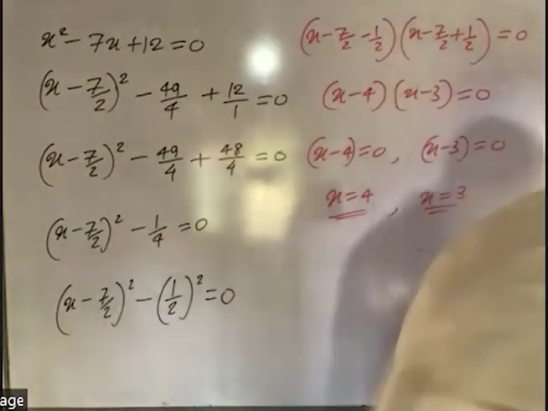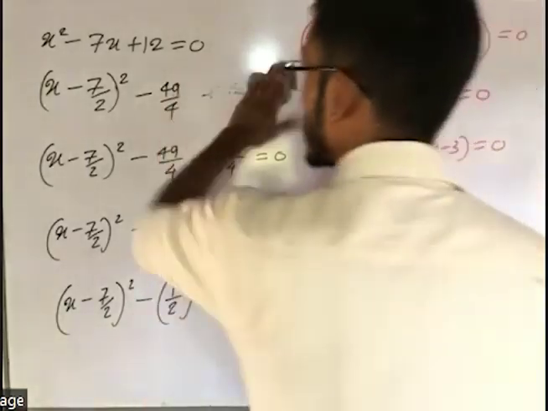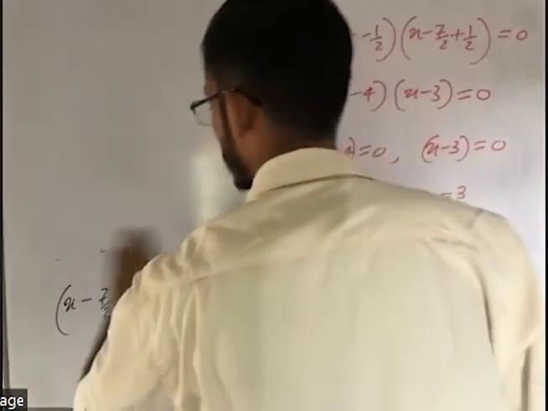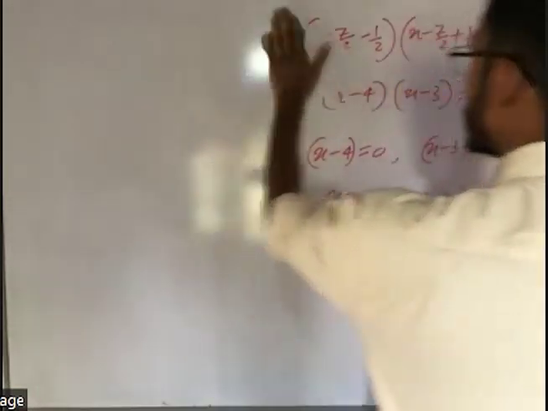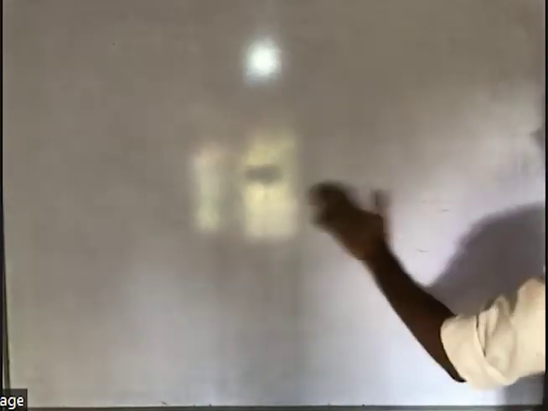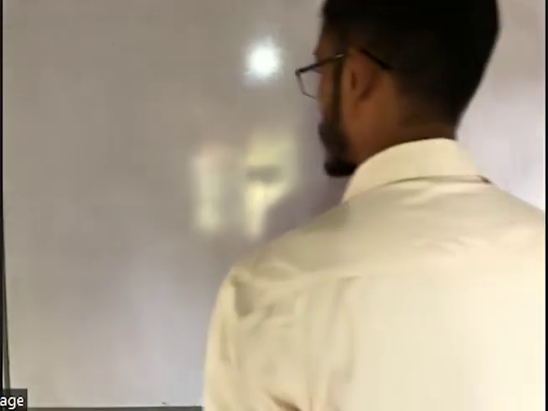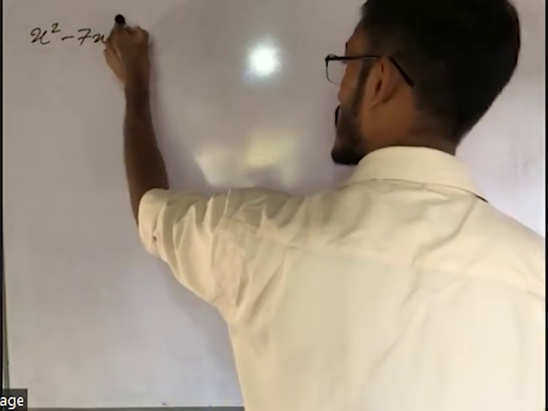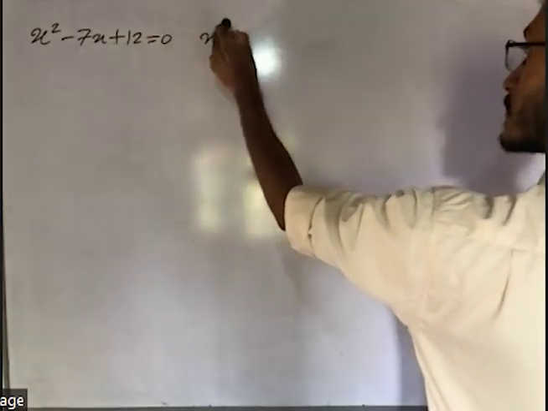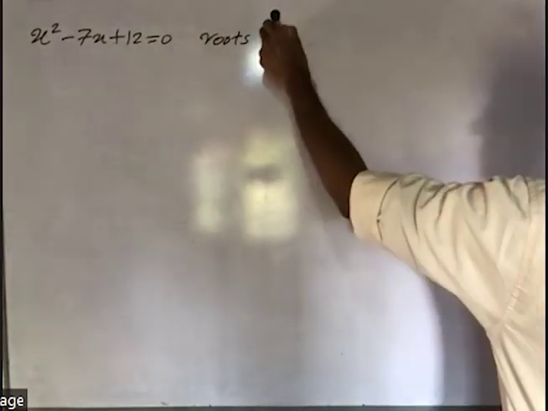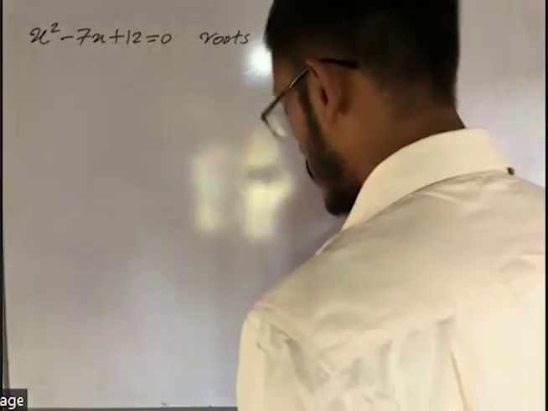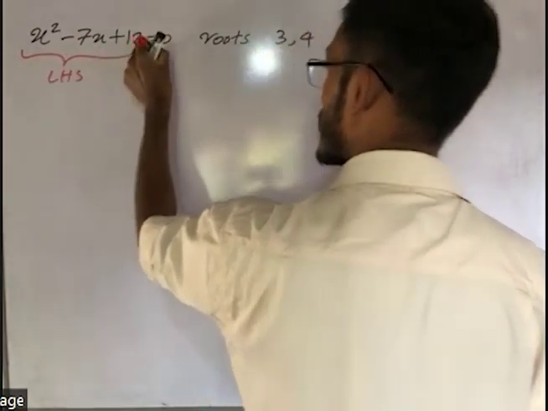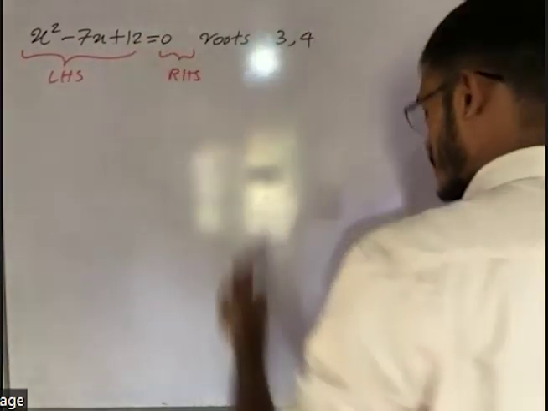Now look at this. x square minus 7x plus 12 equal to 0. Roots are 3, 4. So I will take this side as the left hand side of this equation and this part as the right hand side of this equation.